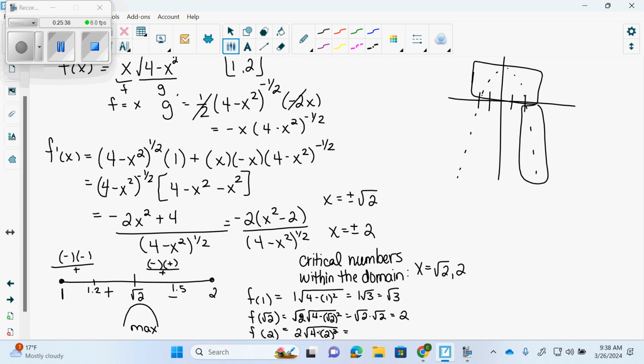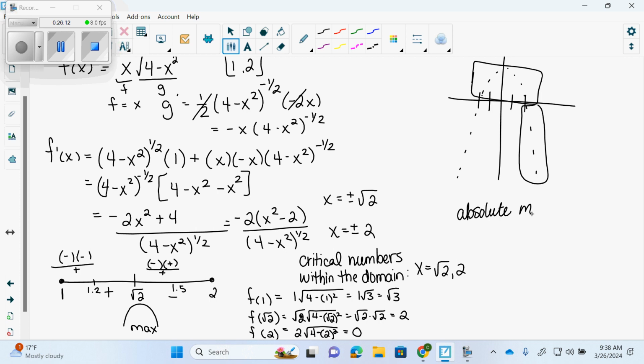So this is going to be 4 minus 4, which is 0. 2 times 0 is 0. So it's root 3, 2, and 0. So is root 3 bigger than 2? What is root 3? 1.73. Okay, so is root 3 bigger than 2? No, it's 1.73. So we have an absolute max.